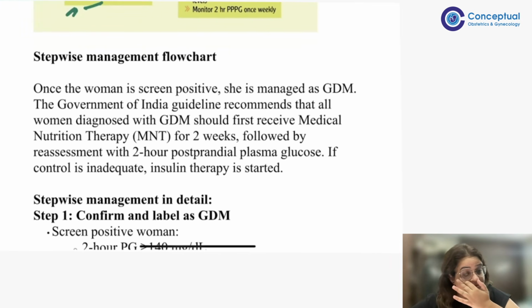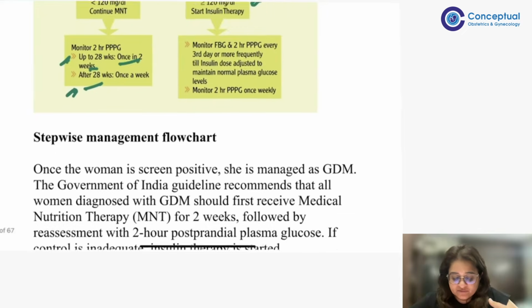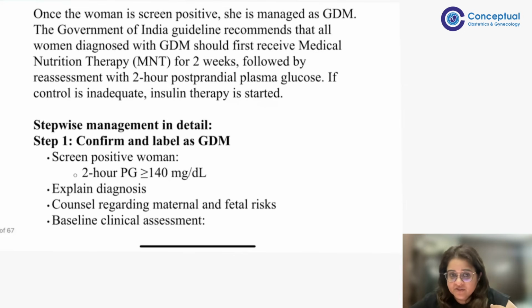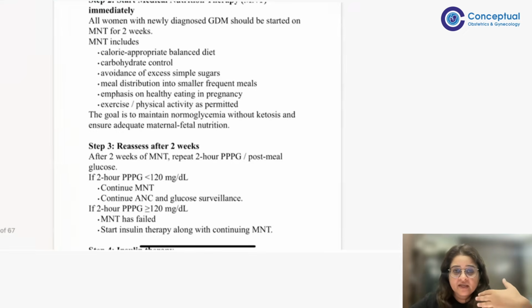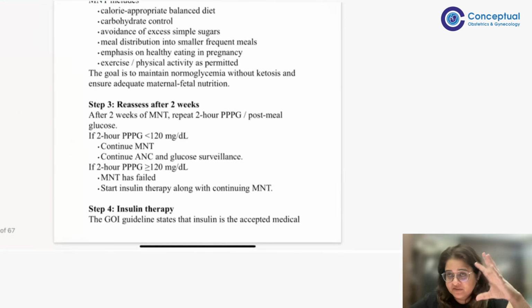So, what are we supposed to do? This is the same thing, the flowchart I've just explained, in written form. That is what is important to know. So start MNT and reassess after, because the question asks to write a flowchart. The main marks are for that flowchart. Once you write the flowchart, you can then describe it.